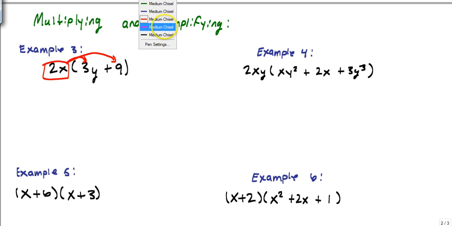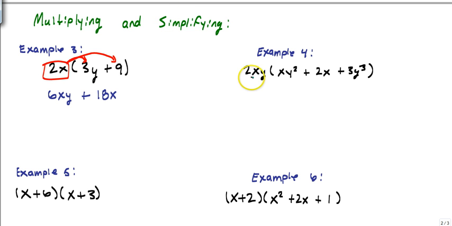So when I multiply that, I get 2x times 3y, so that's 6xy plus 18x. And that's it. There's nothing I can do with that. So the next problem is just a monomial, in this case, 2xy, and we're multiplying it by a trinomial. But the same rules apply. We're still taking it times the first term, times the second term, and times the third term. Still distributing.